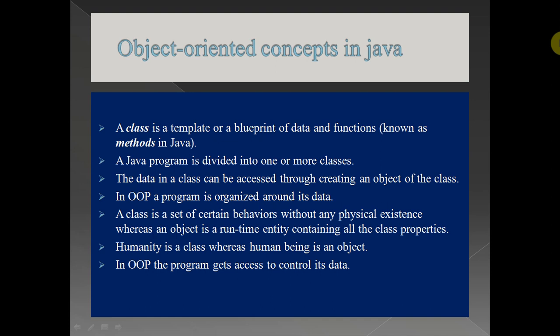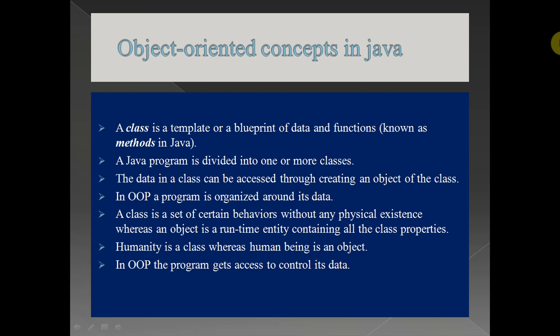If we give an analogy of what is a class and what is an object, I have already said that a class is a set of properties. Properties means data and functions. It is a template without any physical existence. A class does not have any physical existence, whereas an object, you can say, is also a set of behaviors. That is, object behaviors means the data and the methods, but an object has physical existence.